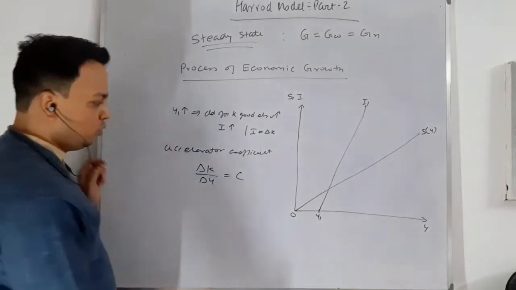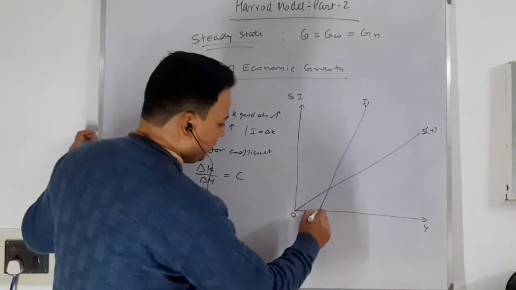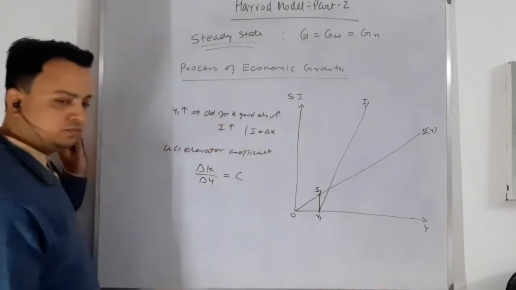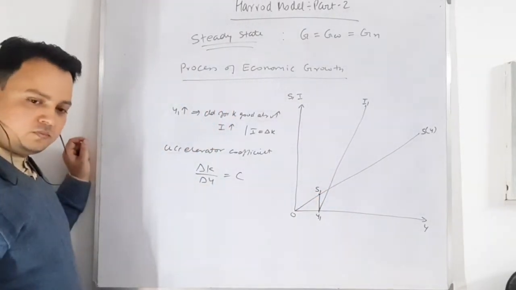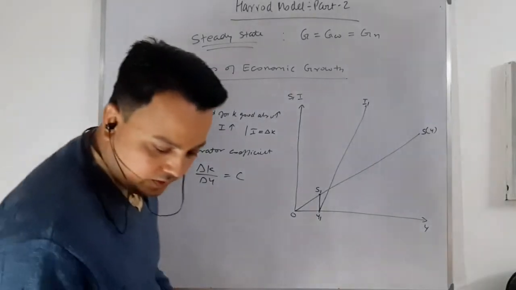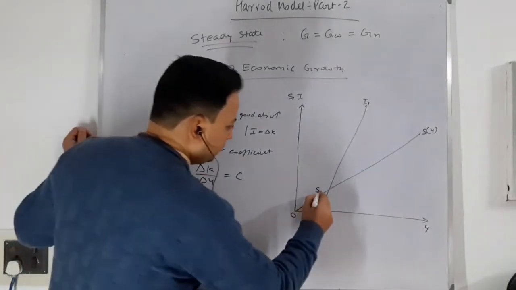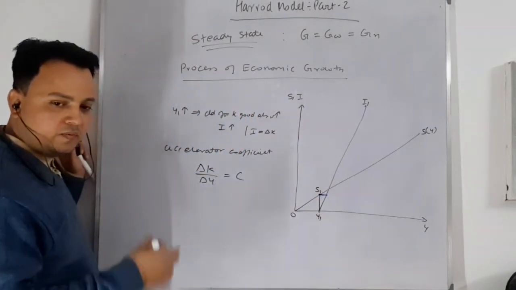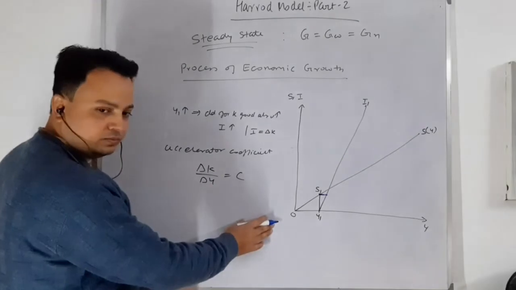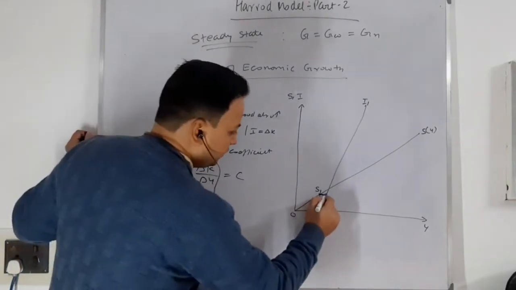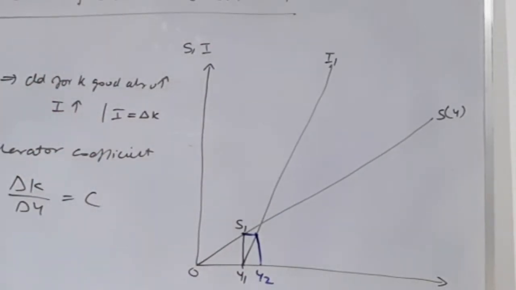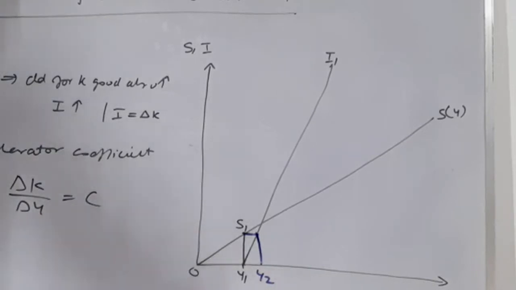Now look here. At income level Y1, how much is my saving? S1. Now this saving is invested. When saving is invested, what will happen? Income will be generated. The new income will be Y2. Yes or no? My new income is Y2.